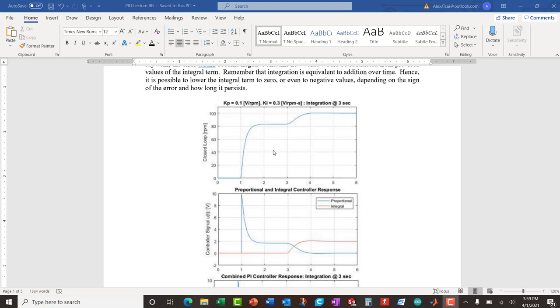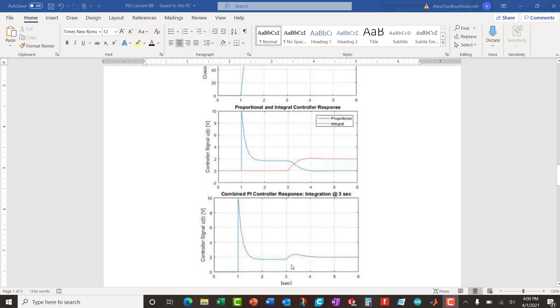However, after 3 seconds, I apply integration, and the motor now slowly creeps to the 100 RPMs, eliminating the steady state error. Down below, you have both signals. Blue is proportional, orange is integral, separated. Okay, and you can see that integration goes up, right? A proportional goes down, and the last one is both combined, right? So when you add these two signals, you get that signal over there, all right?